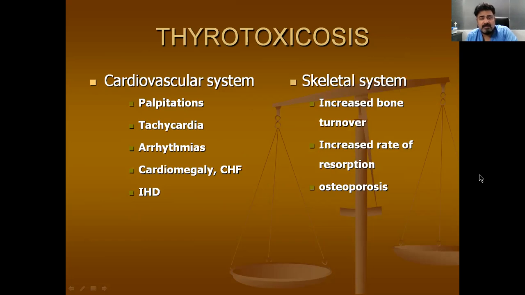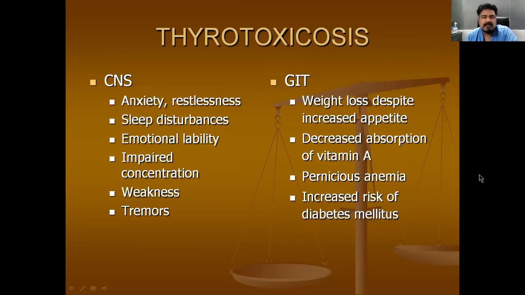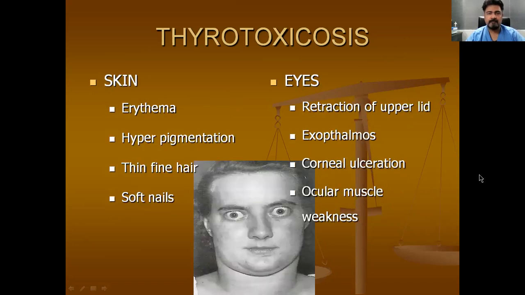In the skeletal system, increased bone turnover, increased rate of resorption, and osteoporosis. In the CNS, anxiety, restlessness, sleep disturbances, emotional lability, impaired concentration, weakness, and tremors. In the GIT, weight loss despite increased appetite, then decreased absorption of vitamin A, pernicious anemia, and increased risk of diabetes mellitus. In the skin, hyperpigmentation, thin, fine hair, soft nails. In the eyes, retraction of upper lids, exophthalmos, then corneal ulceration, ocular muscle weakness.